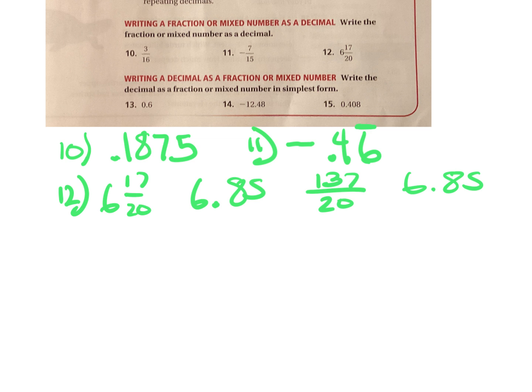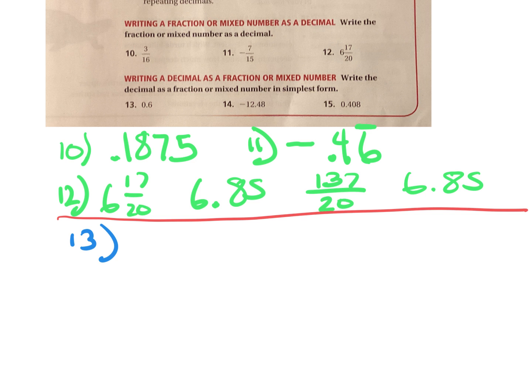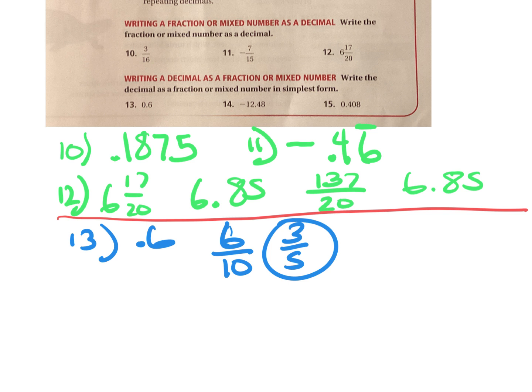All right, let's draw a little line here. Now let's do 13, where we're going to take it from a decimal and put it into either a fraction or a mixed number in its simplest form. 0.6, I just say it, it's 6/10. I know both of those are even. I'm going to cut them in half, so it's 3/5. Okay, perfect.